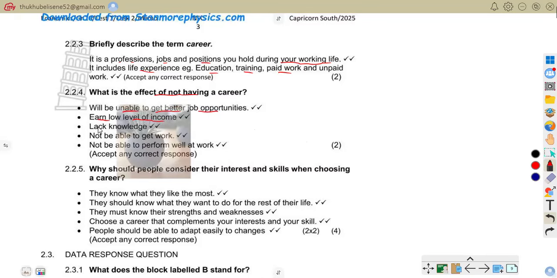Also, the effect of not having a career is a lack of knowledge. Without education or training, people may not get important work skills and may not be able to get work. Employers prefer skilled and trained workers. Also, you are not able to perform well at work. Without proper training, job performance may be poor. So now let us go to 2.25.